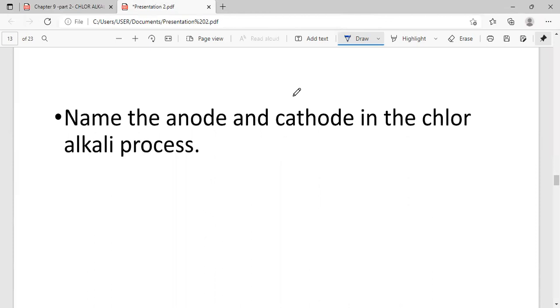Name the anode and cathode in the chlor-alkali process. What is the answer? Correct. The anode is made of titanium and the cathode is made of steel. Okay, well done for the student who answered.